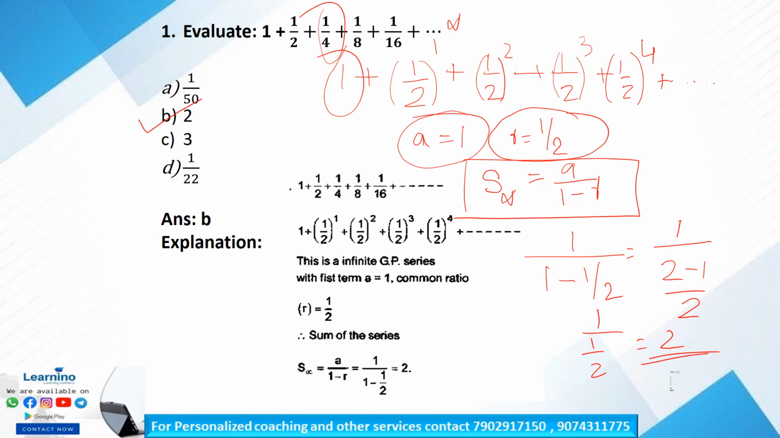Is it clear? By looking at this question itself, we have to know what pattern is followed here. It is 1 plus 1 by 2 plus 1 by 2 the whole square plus 1 by 2 the whole cube plus 1 by 2 the whole raised to 4, then 1 by 2 the whole raised to 5, and so on, moving to an infinite series. So it is an infinite GP series with first term 1 and common ratio half, so we can find the sum of the infinite series as a by 1 minus r. By solving it, the sum of the series is equal to 2. Clear?